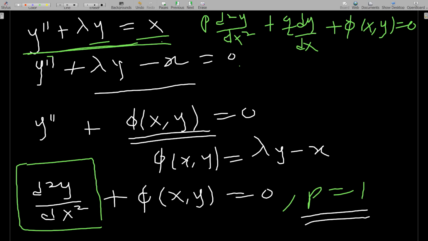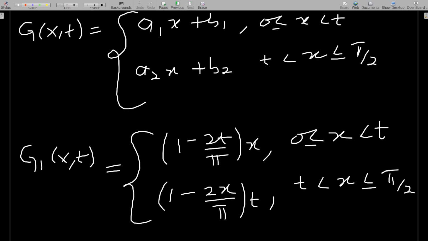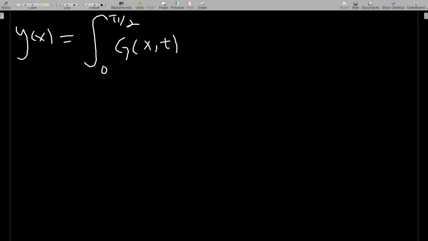Now you solve it. After solving it, you use it to construct the Green's function. So after constructing the Green's function, this is how the FIE will look. Okay, now you know the Green's function. Now the FIE is given by y of x is equal to the integral from 0 to pi on 2 of g of x,t phi of t, y of t.